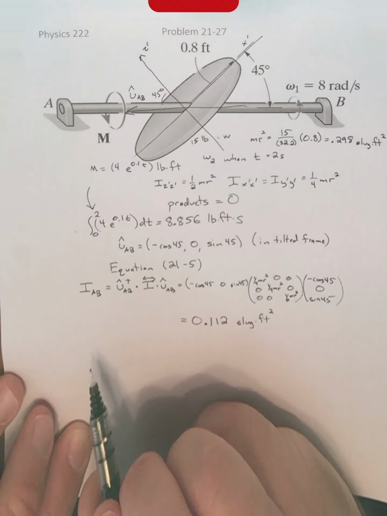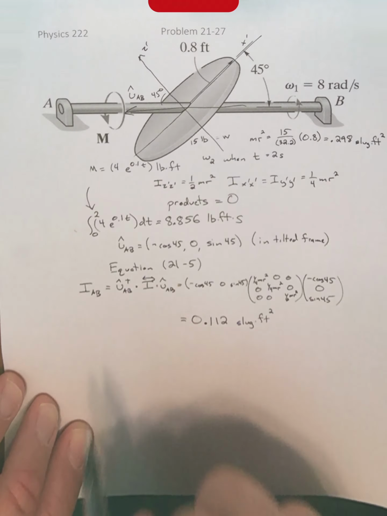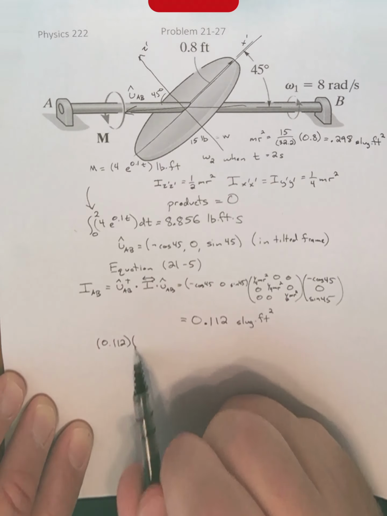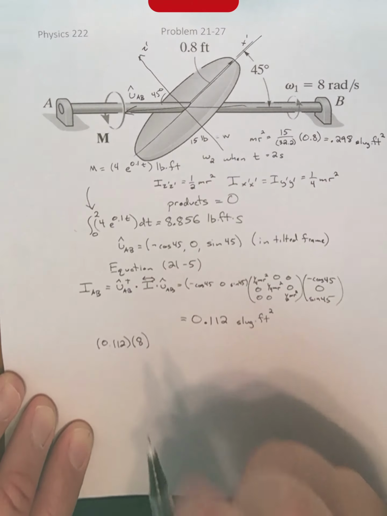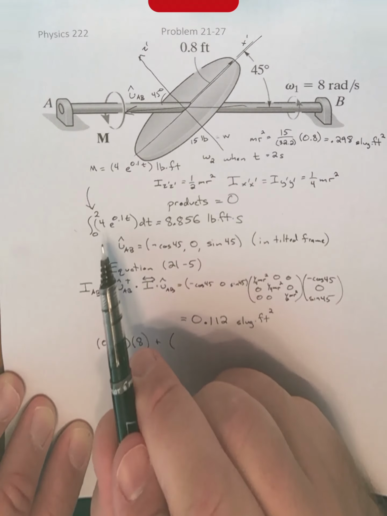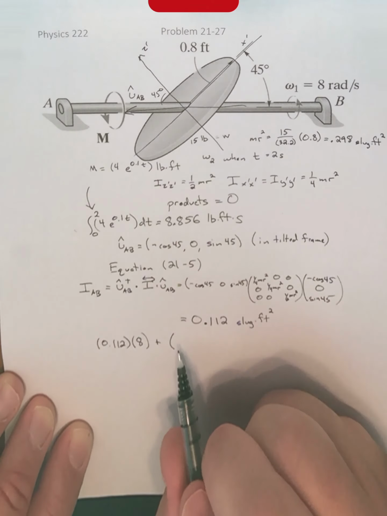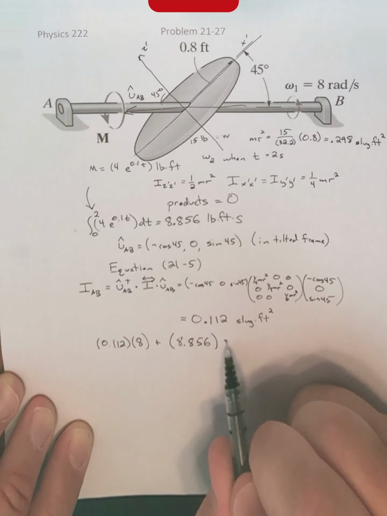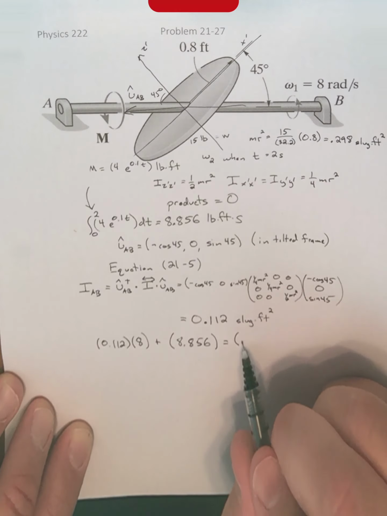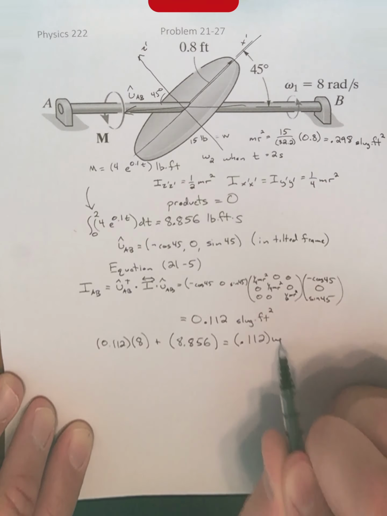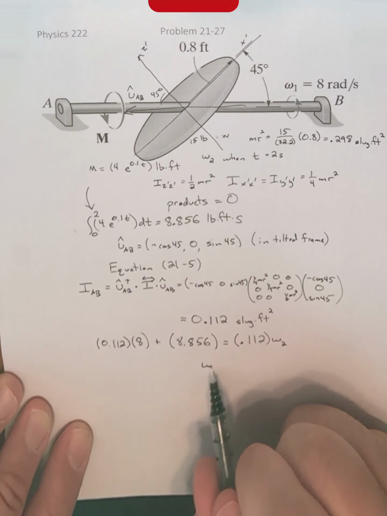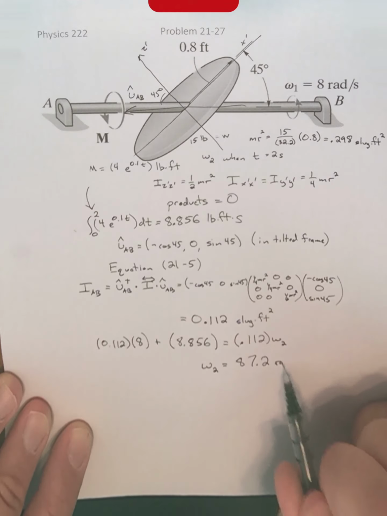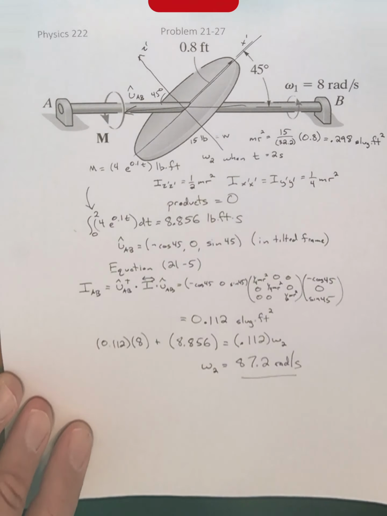So via conservation of angular momentum, we have our moment of inertia, which is 0.112, multiplied by our initial angular velocity, which was 8 radians per second, plus this integration of an exponential moment, plus 8.856, thank you for backup vocals, my wife there, equals 0.112 times omega 2. Then putting all that together, this gives us omega 2 is equal to 87.2 radians per second. That wasn't so bad.